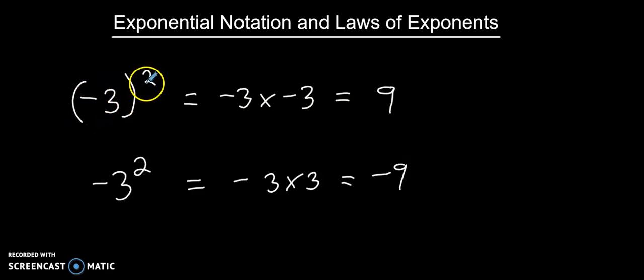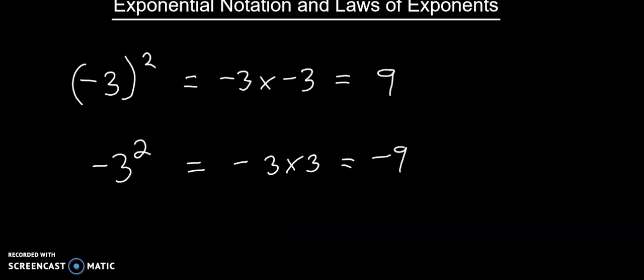So if the exponent is even, then your number will always be positive. Whatever is inside the bracket, whether it's negative or positive, if you square it, it's always going to be positive. But here, this negative is not part of the base. That's why it's not repeated. Only the 3 is repeated.